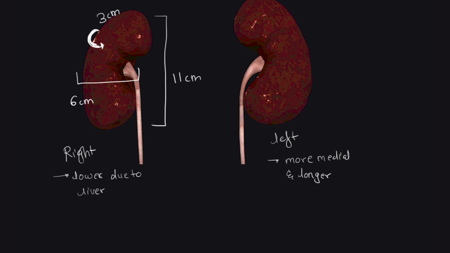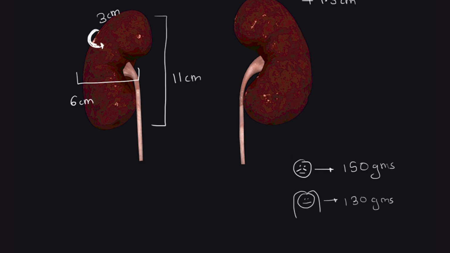The kidney is different, as I said before. The left kidney is plus 1.5 centimeters, which means it is 1.5 centimeters longer than the right one. The weight also differs: 150 grams in the case of males, and 130 grams in the case of females. So that's the kidney, and that's a suprarenal gland that's found on top of the kidney.